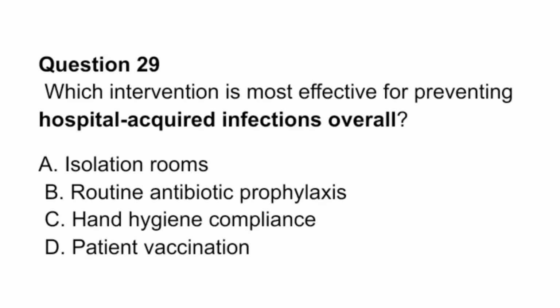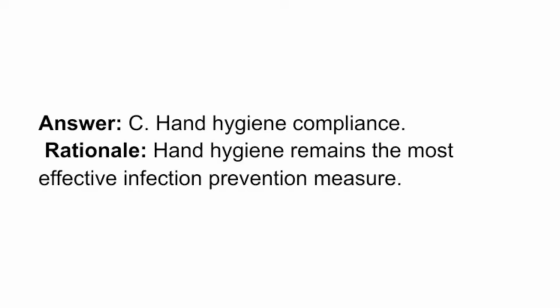Question 29. Which intervention is most effective for preventing hospital-acquired infections overall? A. Isolation rooms. B. Routine antibiotic prophylaxis. C. Hand hygiene compliance. D. Patient vaccination. Answer: C. Hand hygiene compliance. Rationale: hand hygiene remains the most effective infection prevention measure.